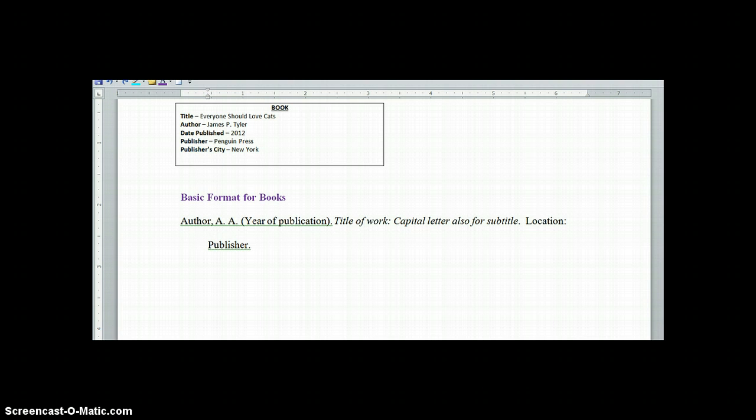I will be consulting a book called Everyone Should Love Cats by James P. Tyler, written in 2012, published by Penguin Press in New York. That's the information you see here at the top. This is the basic APA format for books. So, I need to transform this information into this format.